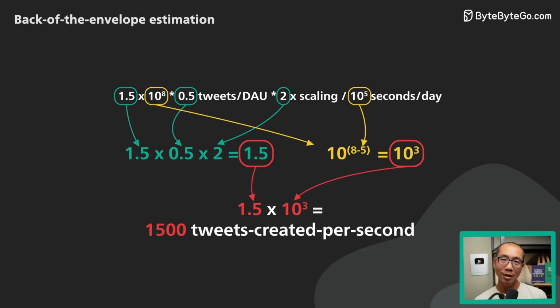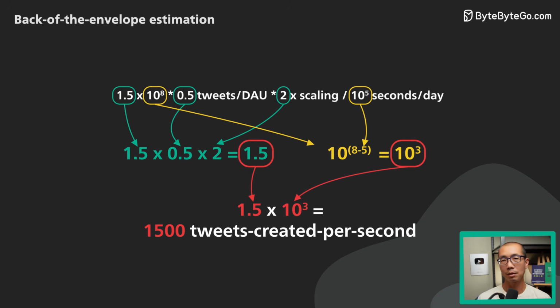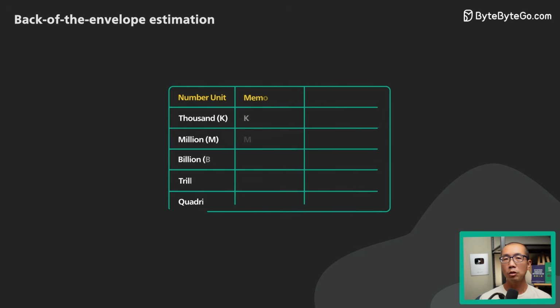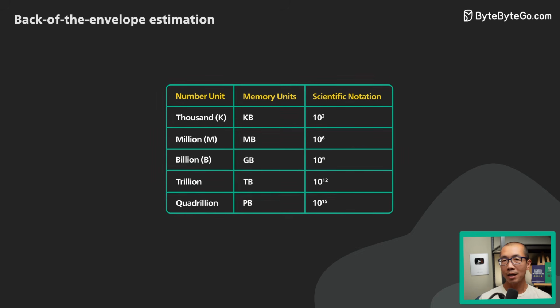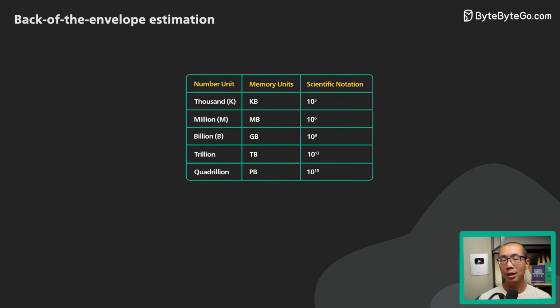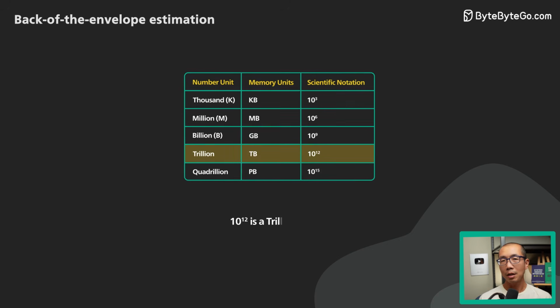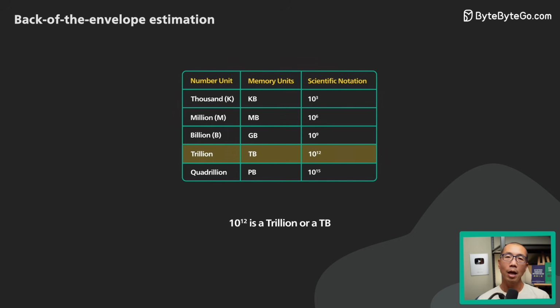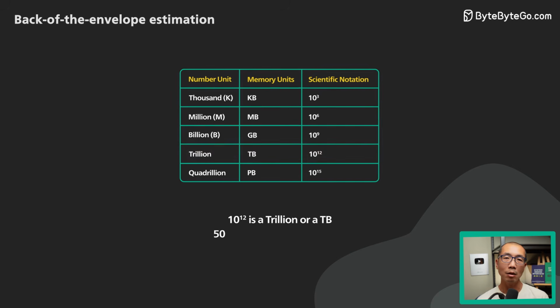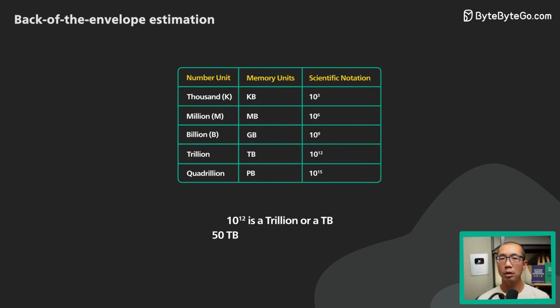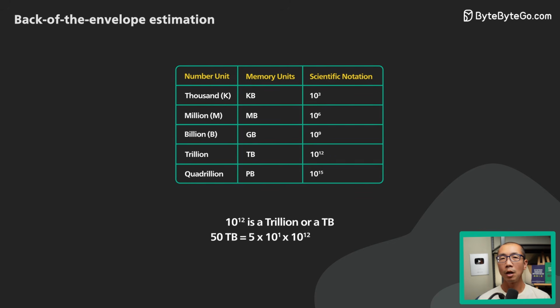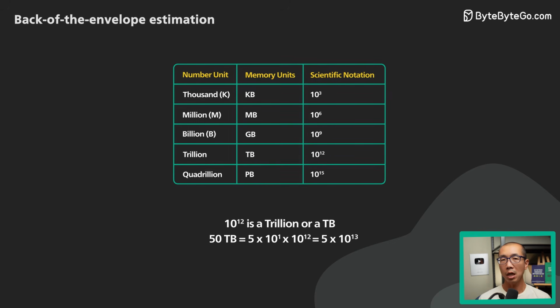Now with practice, we should be able to convert a large number to scientific notation in seconds. And here are some handy conversions we should memorize. As an example, we should know by heart that 10 to the 12 is a trillion, or a terabyte. And when we see a number like 50 terabytes, we should be able to convert it quickly to 50 times 10 to the 12, which is 5 times 10 to the 13th.